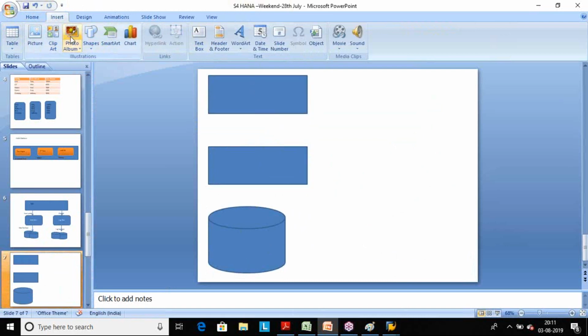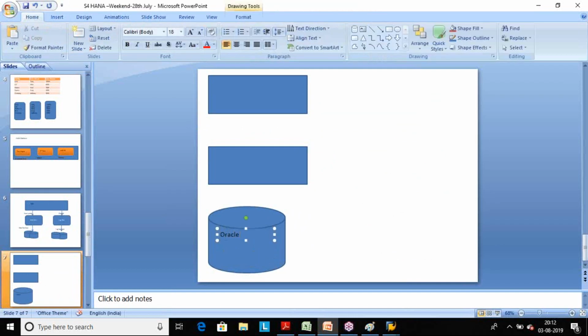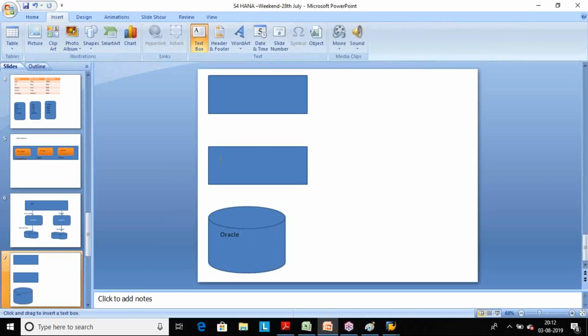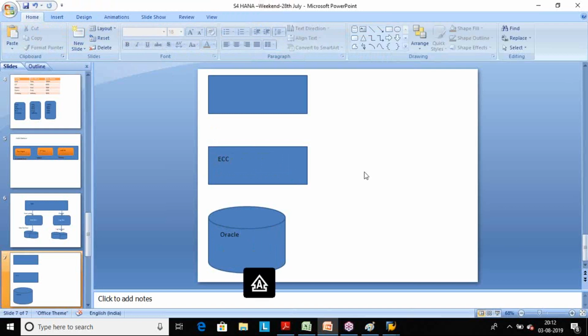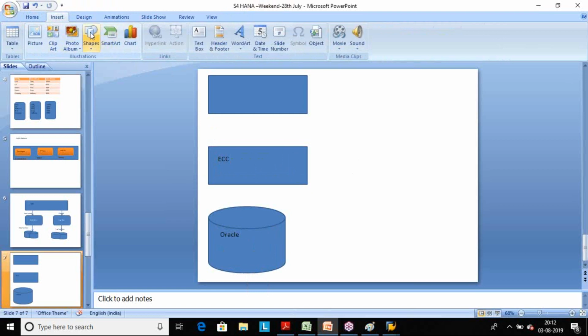Okay, so this is your database. This is your R3 system. So here you are using, let's say, Oracle database. Here you are using ECC. I'm not going for the version, whatever version you are using, let's accept it. So this is your ECC, and here you are using the GUI.